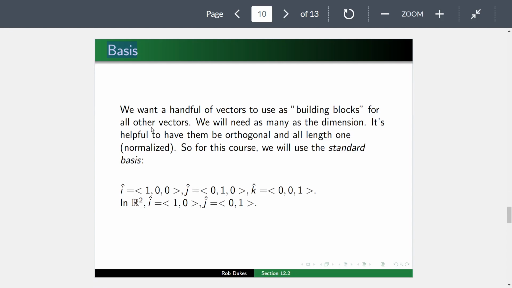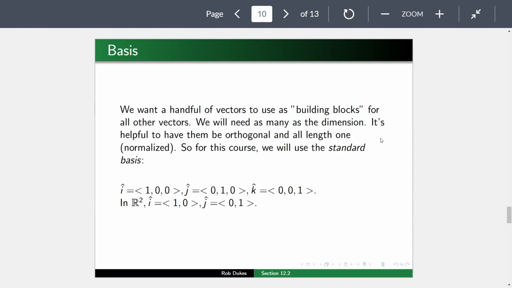Alright, another thing we want to talk about is a basis, which is to say, a few vectors that are the building blocks for all other vectors. It turns out that we can always get by with just as many as the dimension of our space. So if it's 3D space, we need 3 vectors. If it's 2D space, we need 2 vectors. And we can always build everything else out of them, as long as they aren't redundant in some way.